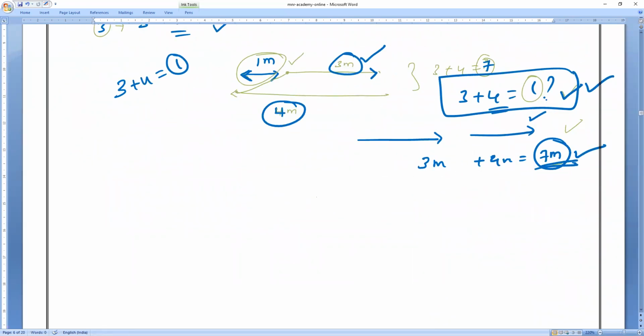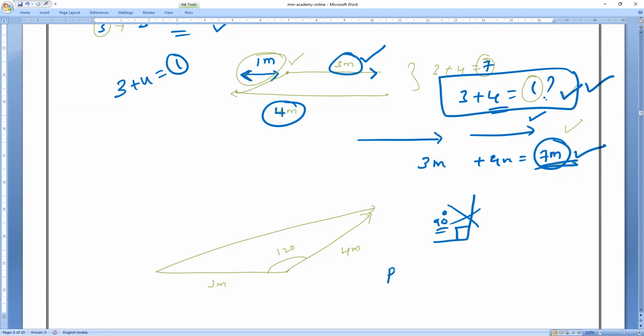Now, if I say one vector is like this, 3 meters, and another vector is, let me take, 4 meters, and the angle between them is 120, tell me, is it possible to apply the Pythagoras theorem in this case, to find the resultant force or resultant vector? In this case we cannot apply the Pythagoras theorem, because with this angle between them there is no right-angled triangle. So the Pythagoras theorem is not applicable. In this case, we have to go with the what?